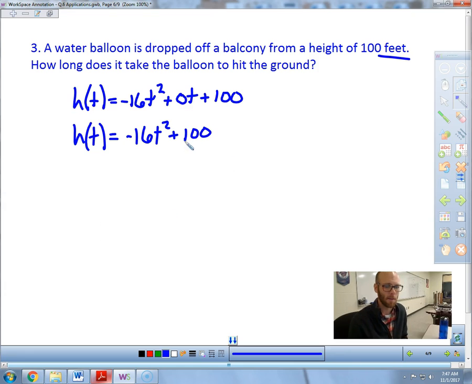That's a quadratic that models it. If I plug in a time, I get a height. So for example, at 1 second, we get -16 times 1 squared plus 100, it's at 84 feet. After 1 second, it's at 84 feet.